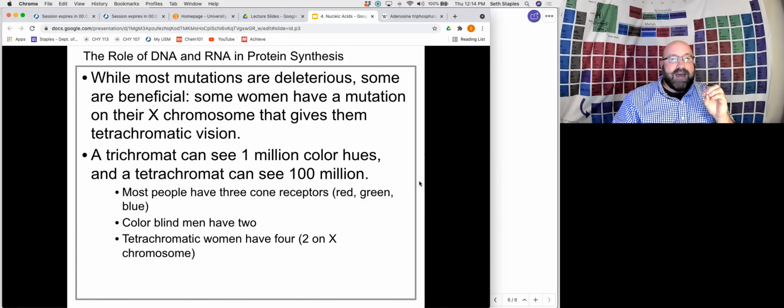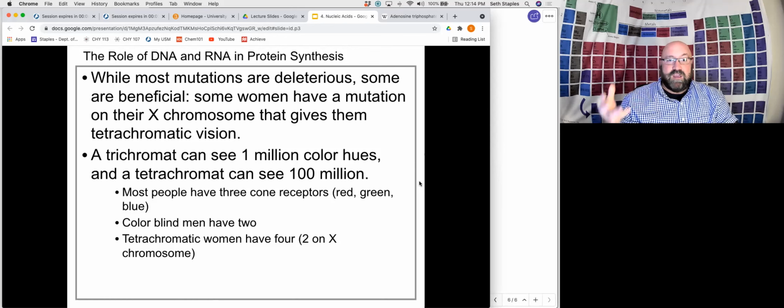A trichromat, most normal vision, people can see a million different color hues. So picture the difference maybe as you shift from a yellow to a red and all those hues in between. Most normal eyes can actually differentiate between a million of those different hues. Somebody with a particular mutation that makes them tetrachromatic can actually see 100 million different hues. Most people have 3 cone receptors, which leads to those 1 million hues.